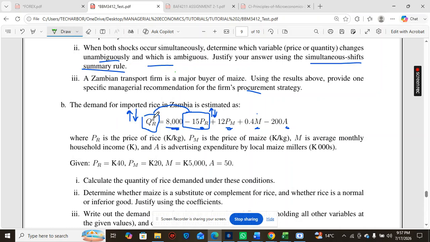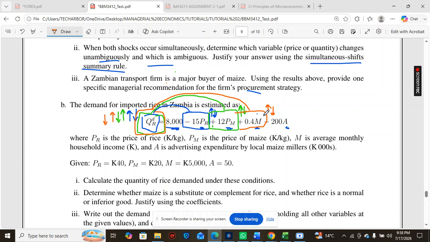When we look at the relationship between the quantity demanded of rice and the price of maize, there is a plus sign here, a positive relationship, meaning if the price of maize goes up, the quantity demanded of rice is going to go up. And if the price of maize goes down, the quantity demanded of rice is going to go down. Holding other variables constant, if we look at the relationship between the quantity demanded of rice and household income, there is a plus sign here, meaning if household income increases, quantity demanded of rice increases. If household income drops, quantity demanded of rice is going to drop.